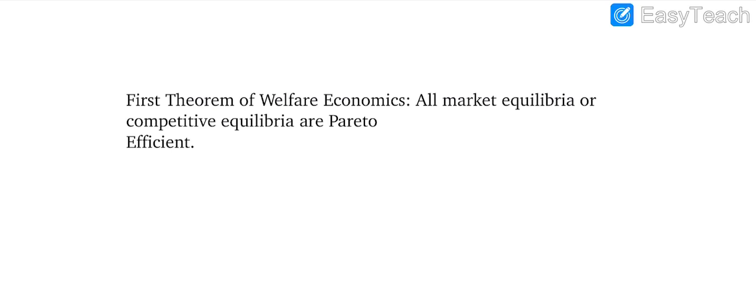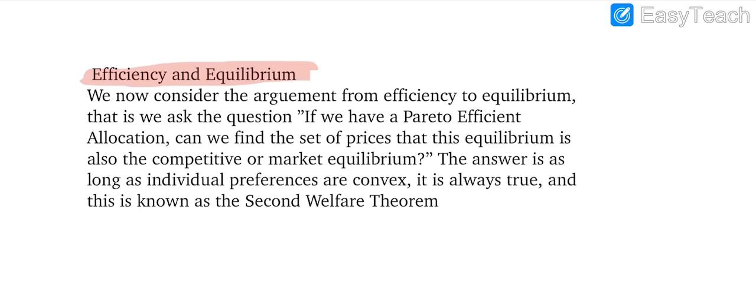That is the first theorem of welfare economics and the second theorem of welfare economics. And what is the first theorem of welfare economics? That all market equilibria, competitive equilibria, are Pareto efficient. The first theorem says that all the equilibria lying in the market are Pareto efficient. And there lies an efficiency, and how can we then define efficiency and equilibrium?